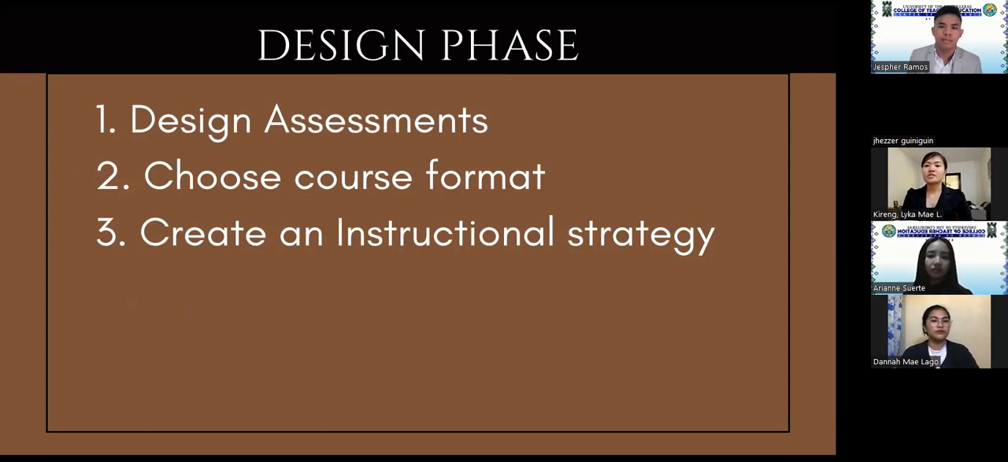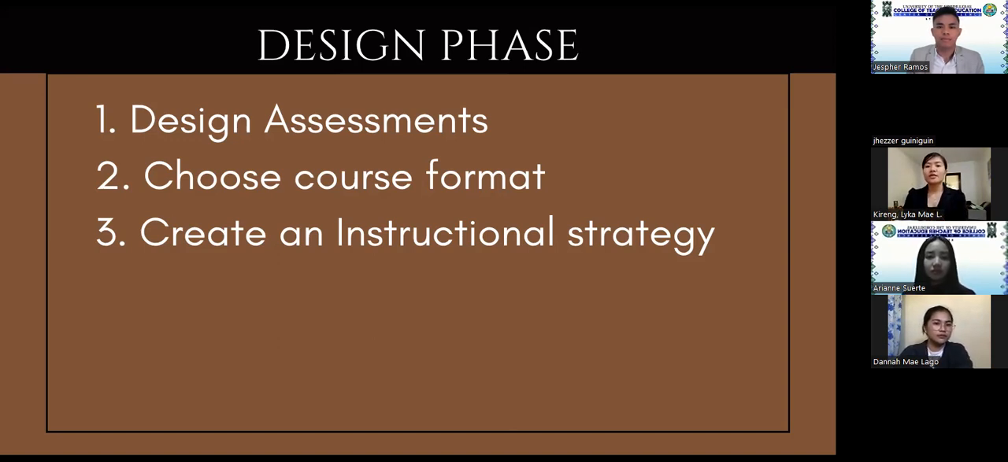In the design assessments, you are going to create an activity that will support your goals or learning objectives in the analysis phase. For example, one of your learning objectives in the analysis phase is that the students will perform their own jingle. And of course, you will consider the context or the performance setting, or where they are going to perform their jingle. Maybe they could perform in the school gym because it has a large space.